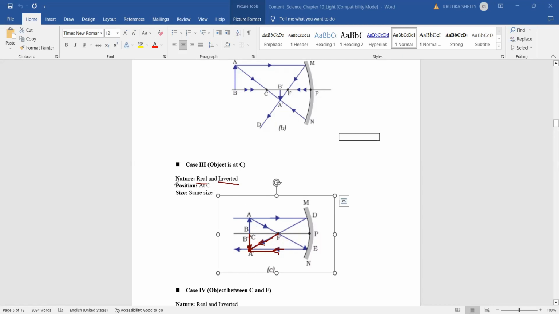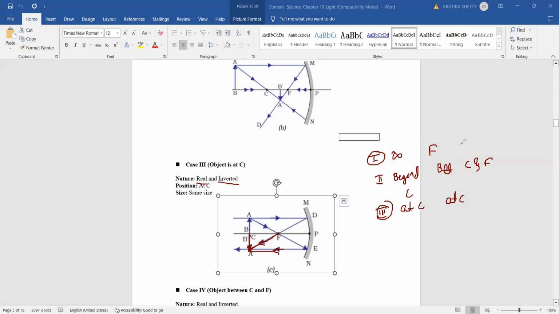Yes, we can see the inverted image. Where is the position of the image? The position of the image is at the C point itself. Look at the size, you can see the AB size. Your image size is also the same. So today we have studied three cases. Case 1, when the object is at infinity, the image is formed at the focus. Second, when the object is beyond the point C, the image is formed between C and F. Third, when the object is at C, the image is also formed at C.